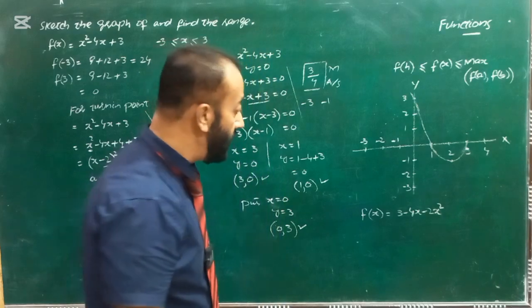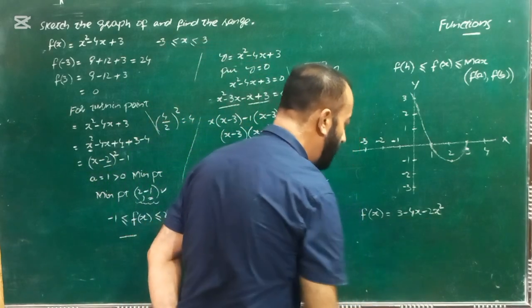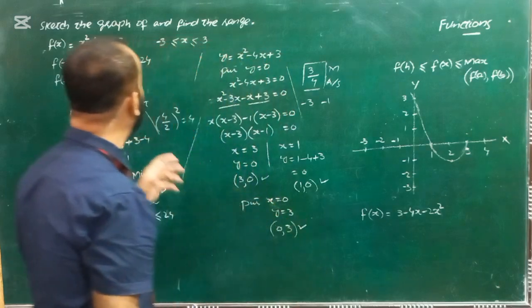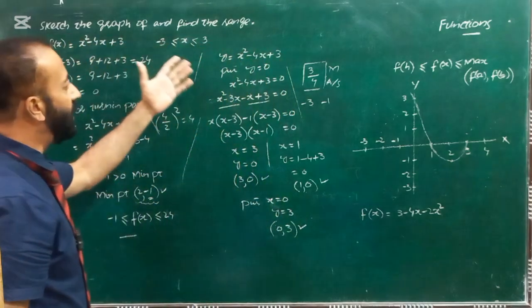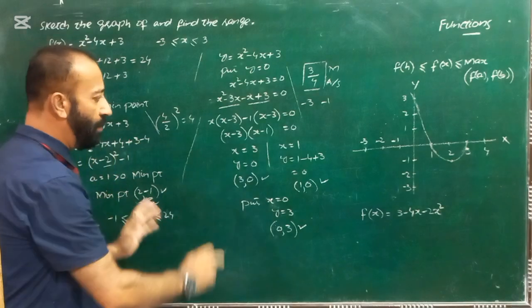So students, here is a question for you. f of x is equal to 3 minus 4x minus 2x square. So the same statement is there. Sketch the graph and find the range. So you will find the range. The same method will be there.